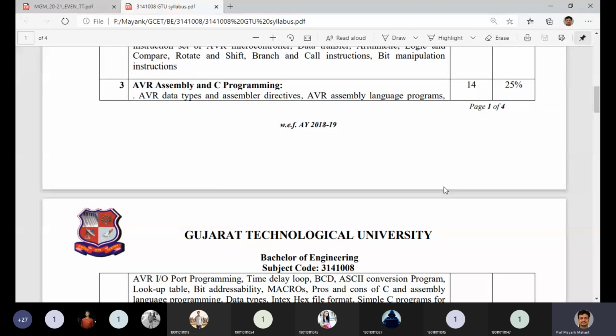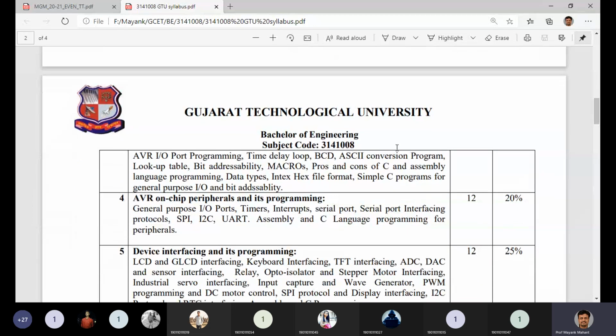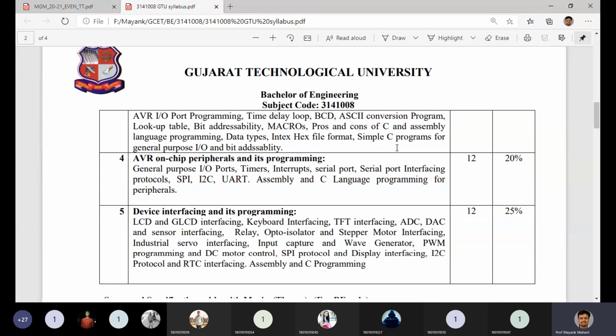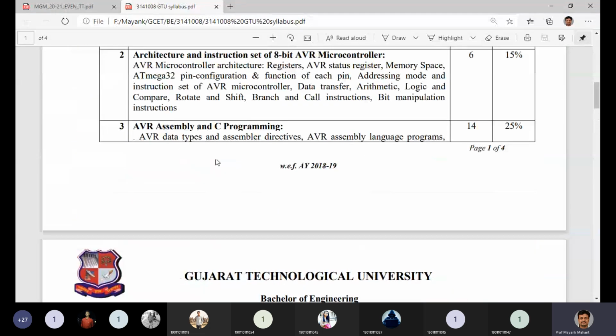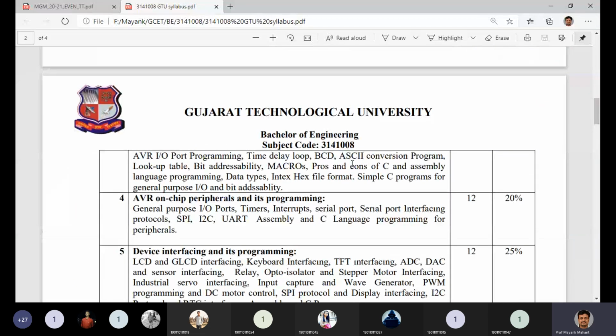We will be looking into the assembly and C language programming of your AVR microcontroller, because AVR supports both assembly as well as C. And finally we will try to download the program into your microcontroller. So this unit number 3 will deal with programming, how you can do the programming with either assembly language or C language.